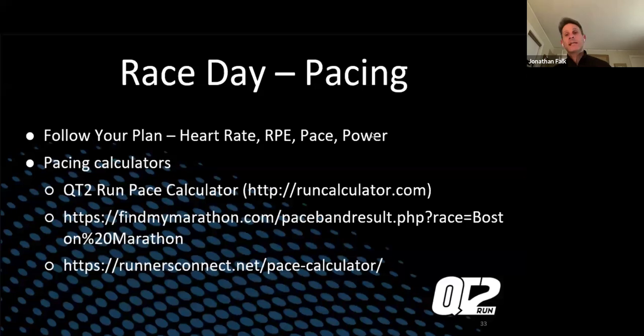I always tell people Boston is an effort course, so your effort should be consistent, even though your splits may not be. If your effort is consistent, you're running the course right. There are a couple of pace calculators, like the QT2 one, but also ones that adjust for the course. I think the Runners Connect one adjusts for the course, so the splits it spits out are specific to different mile splits along the course, which are going to vary. Next slide.